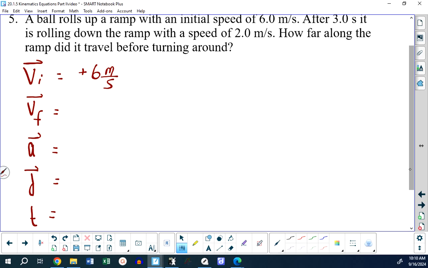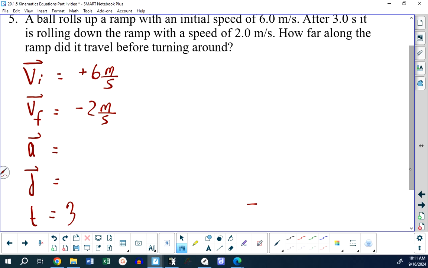So Vi, the ball is rolled up the ramp at 6 meters per second. You know, when we say up the ramp, we know that up doesn't mean vertically up. It means up the ramp, along the ramp. After 3 seconds, it is rolling down the ramp with a speed of 2 meters per second. This question, by the way, is not a difficult question. We kind of peaked in difficulty with questions 3 and 4, and now we're back on our way down to a simpler question. How far along the ramp did it travel before turning around?